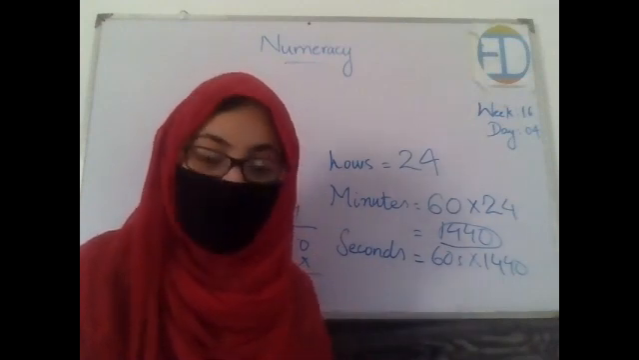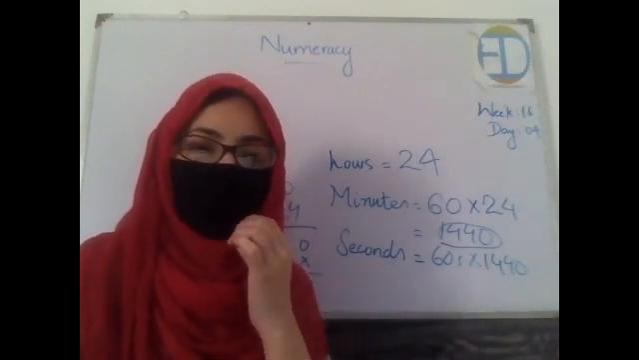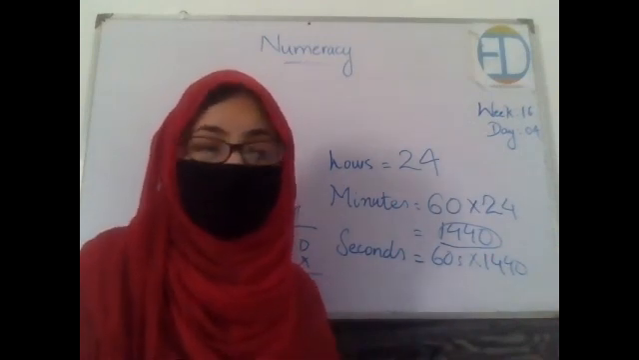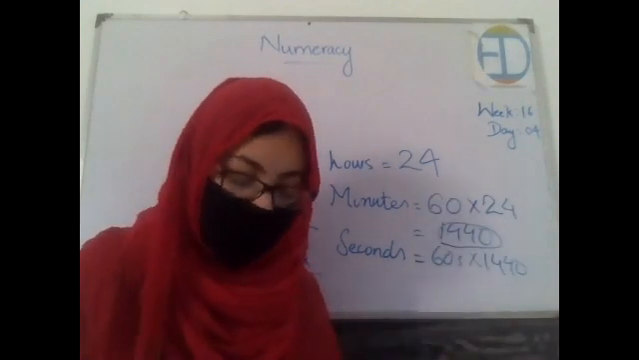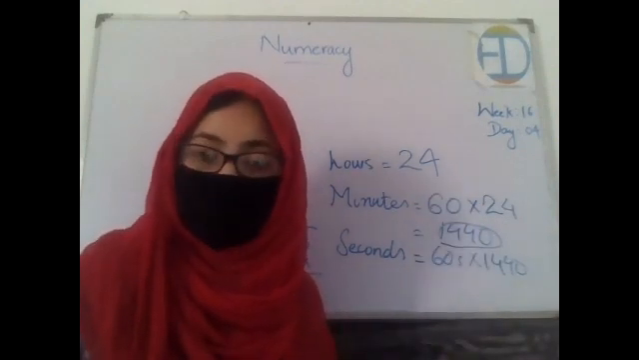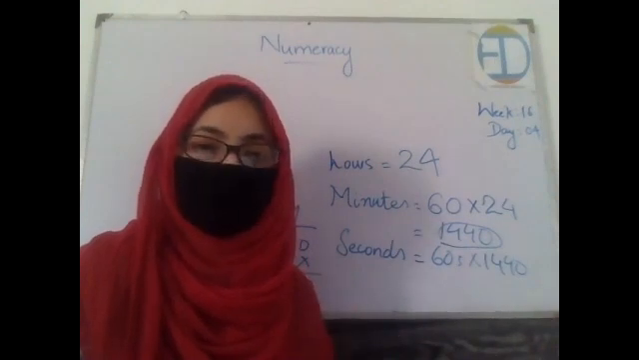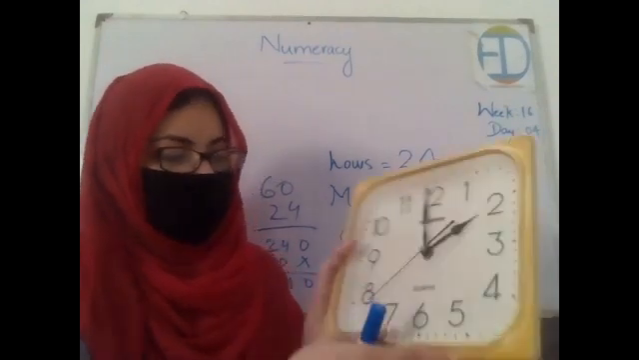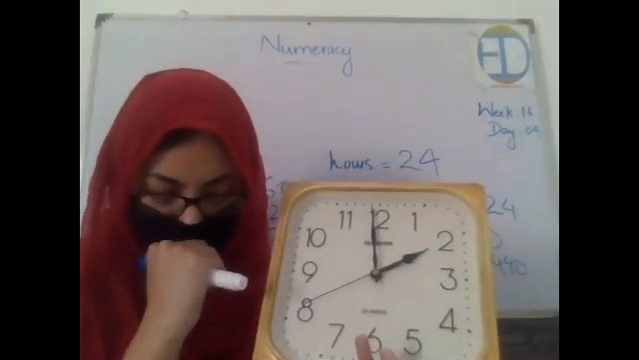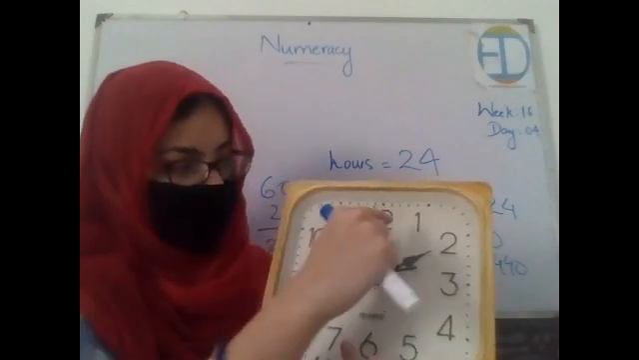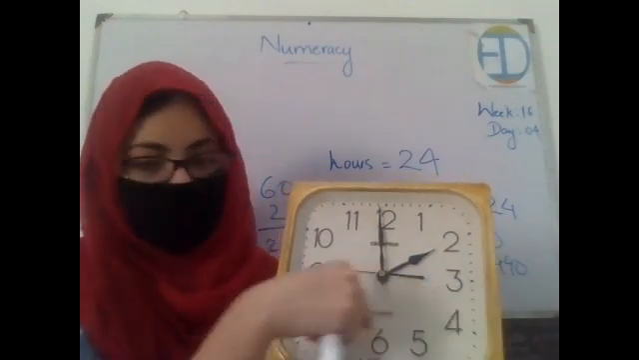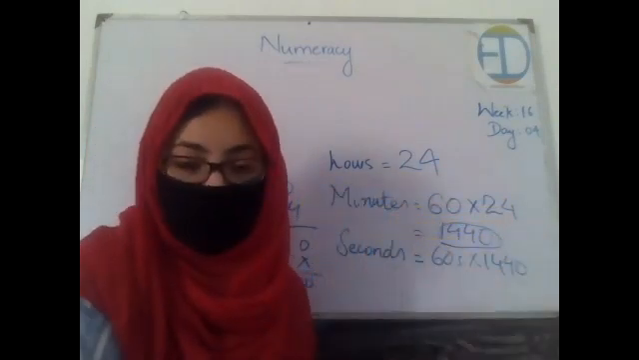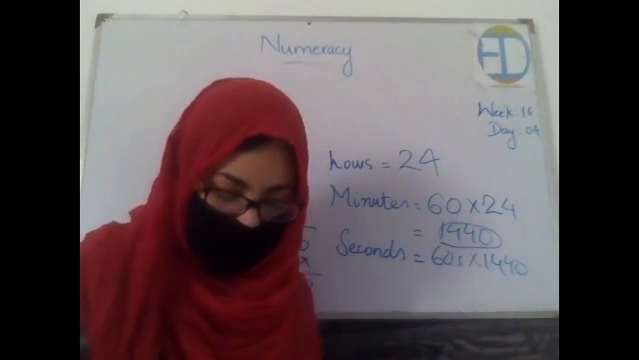Okay. One day has dash hours. How many hours do we have in a day? The answer is already written on the board. 24. Excellent. One hour has dash minutes. How many minutes do we have in an hour? Count the number of spaces which are in between all these digits. Okay. Tell me how many minutes do we have in an hour? 60. Excellent.